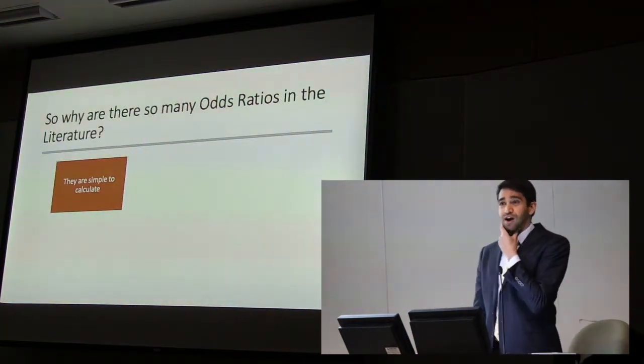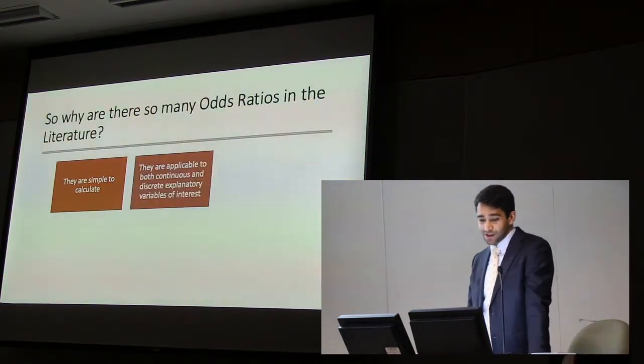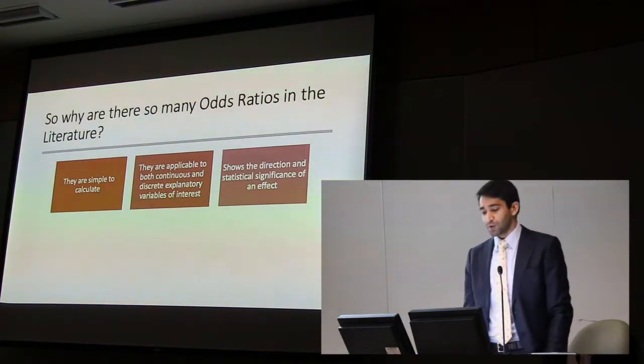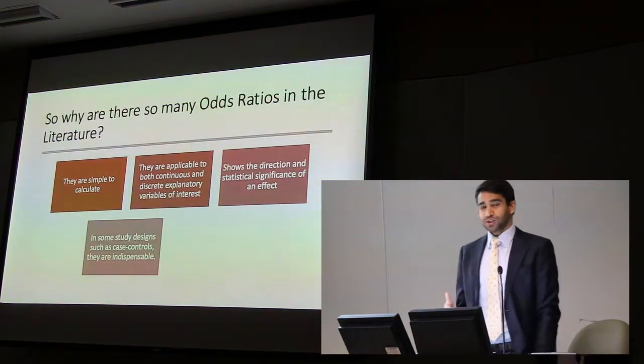So why are there so many odds ratios in the literature if it's so hard to interpret? Because they're simple to calculate. They apply to both continuous and categorical variables. They show the direction of the significance, so if we want to find that out, it's important. In some studies, you can't measure what the prevalence is.